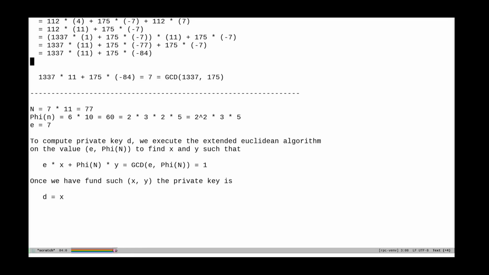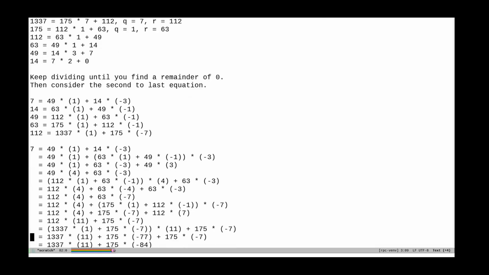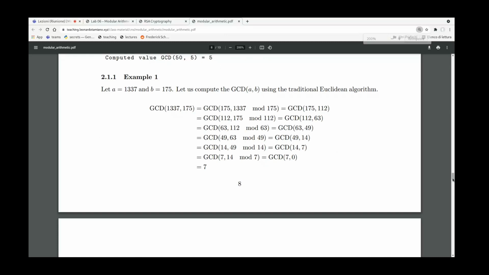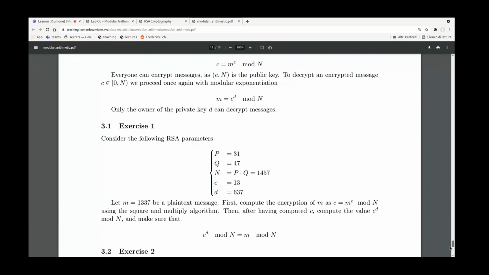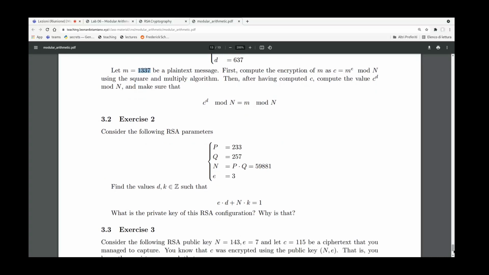There is also code. I just suggest to try with small numbers. You don't need big numbers. The important thing is that you understand the structure of this computation, so that you can do it with these notes. At the end I give a few exercises in the context of RSA. For example, with this configuration and this message, compute the ciphertext using square and multiply, or with another configuration, compute the private key, which is the value d that makes this equation true.